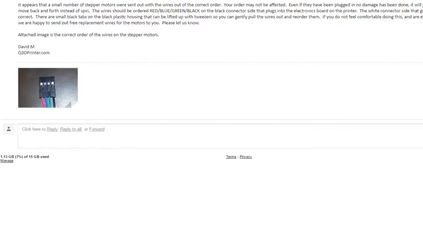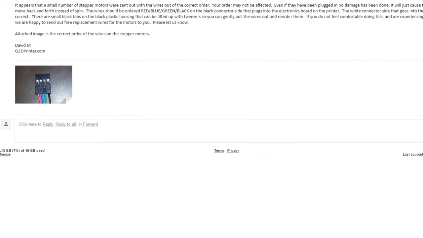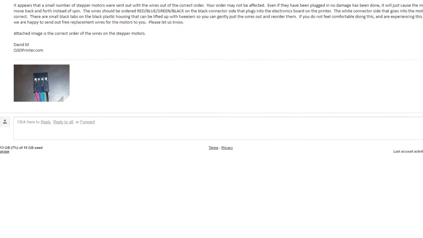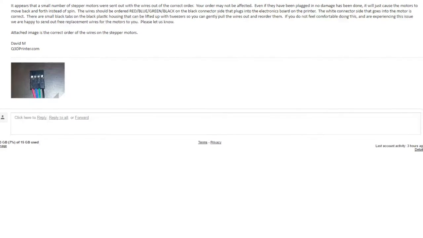I did receive an email from QUBD about this a few weeks after I received my printer, explaining how to fix the issue, and that they would send properly wired cables to anyone that had the issue for free, which was a good thing to do.